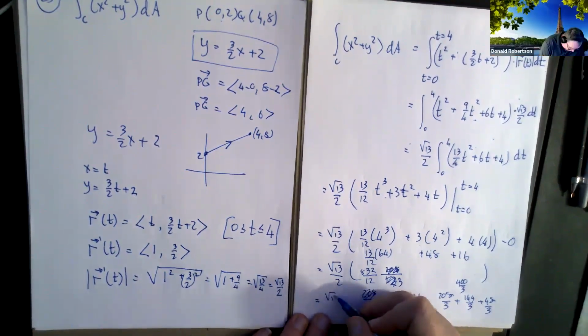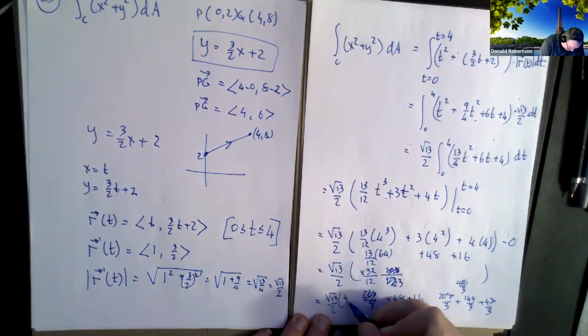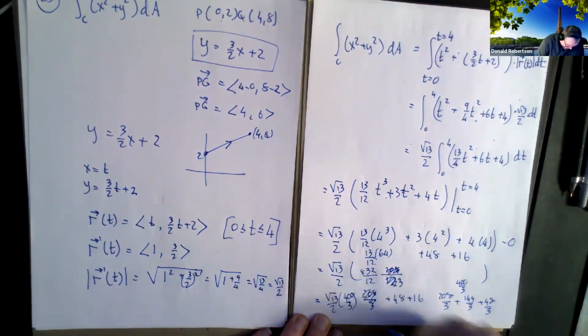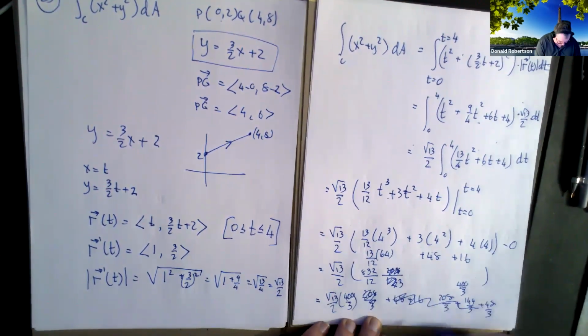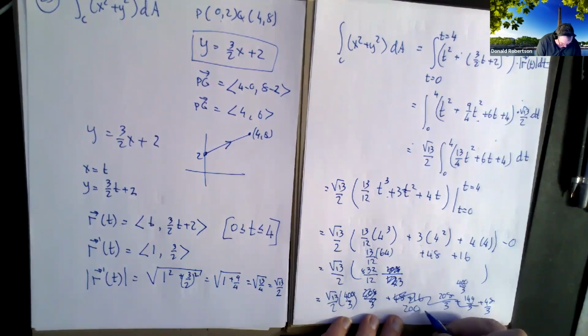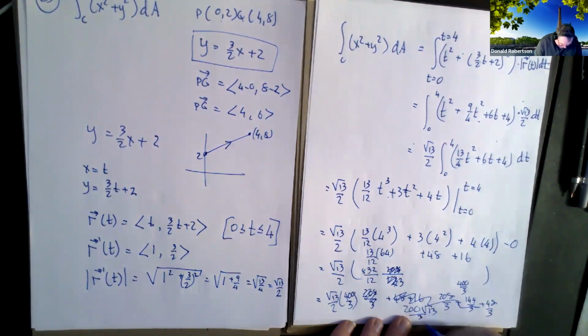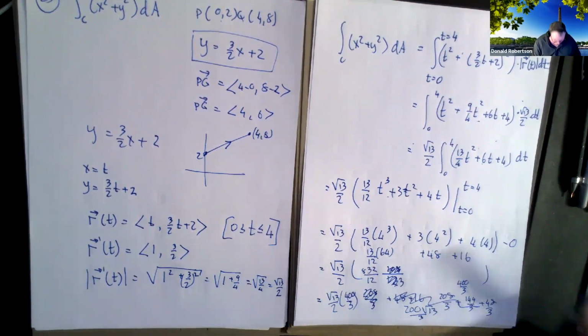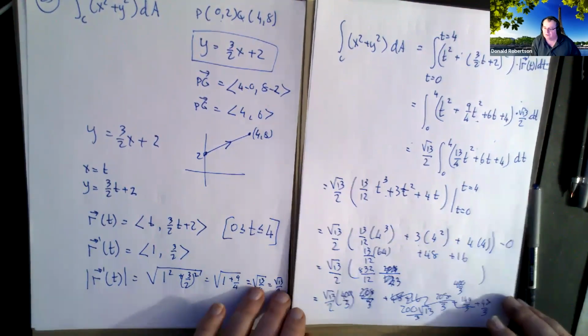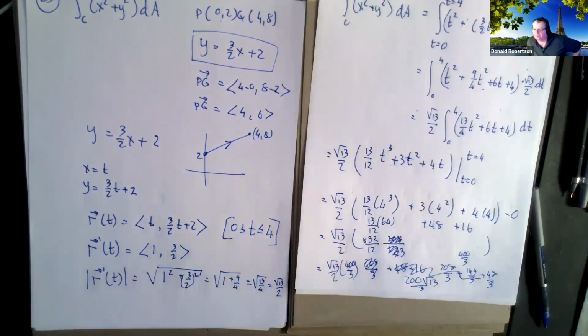Perfect. Square root of 13 over 2 times 400 thirds cancels down to 200 square root of 13 thirds, because the 2 cancels into the 400, which is the answer I gave you the first time we did that. 200 root 13 over 3. And that matches my answer in my solution sheet.